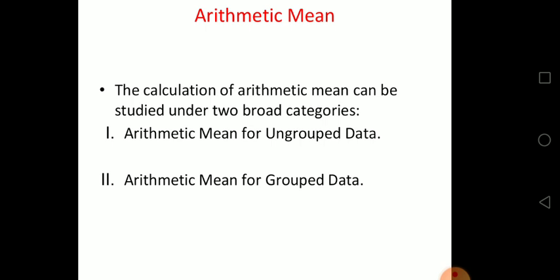And on the other hand, we have the group data. Group data are well classified. They've been assigned class based on their elements. So we are going to take our calculation on these two categories. We have the calculation of arithmetic mean for ungrouped data and the calculation of arithmetic mean for grouped data.